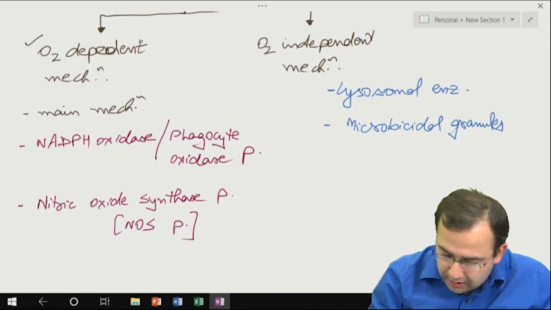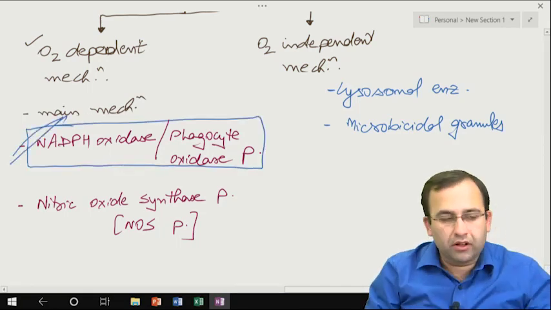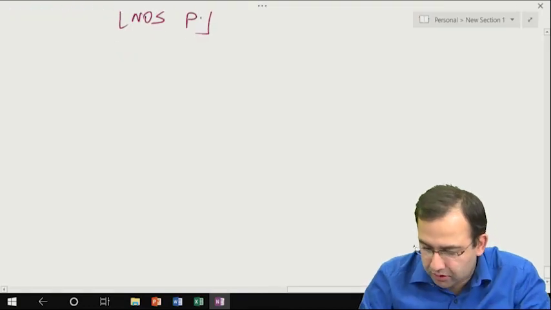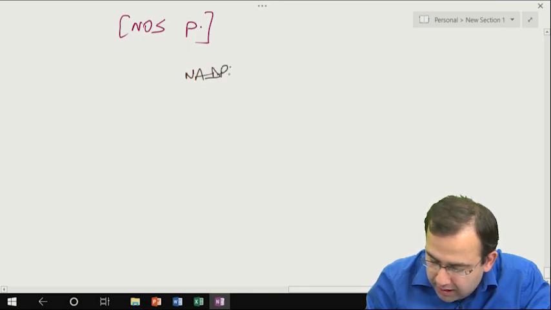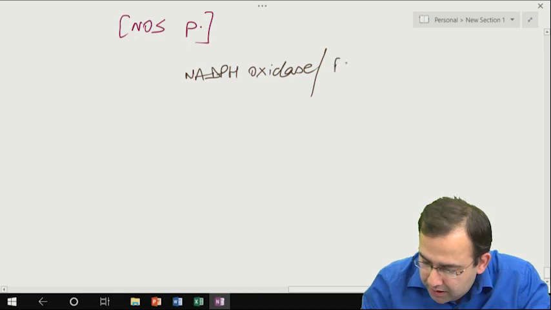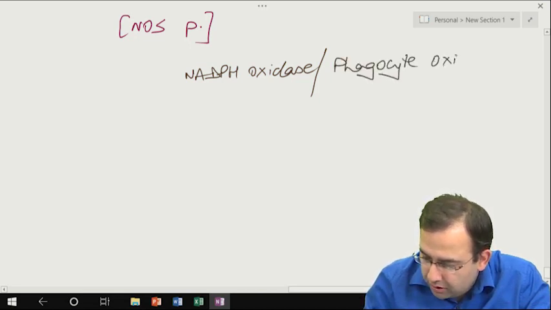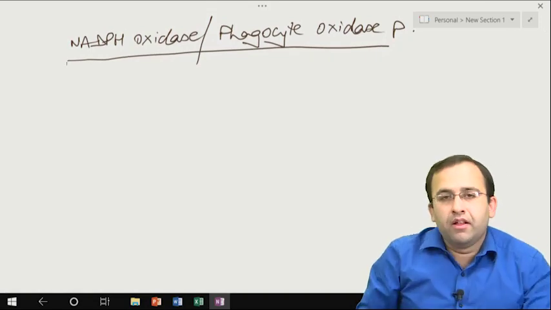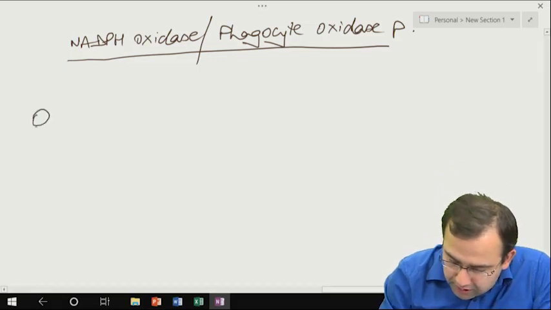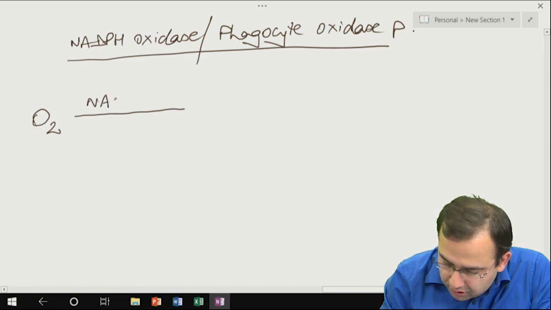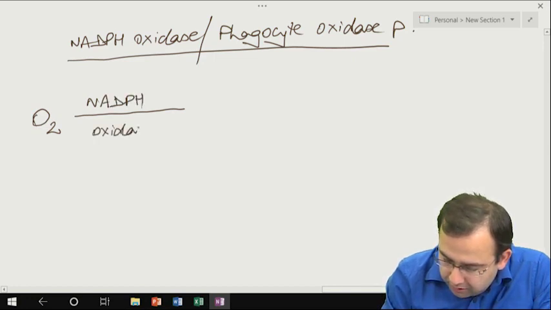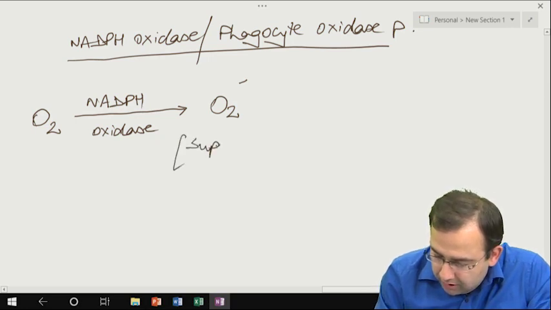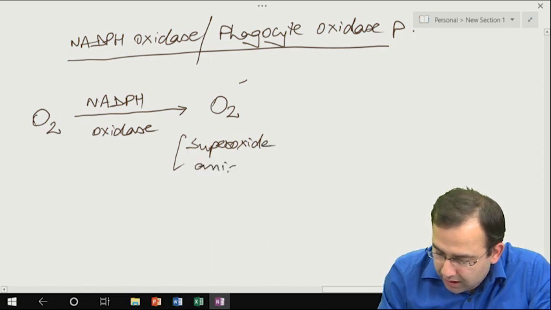This is killing. Starting with the first and the main mechanism, that is NADPH oxidase or the phagocyte oxidase pathway. How does this work? Oxygen is acted upon by NADPH oxidase, leading to the formation of superoxide anion.